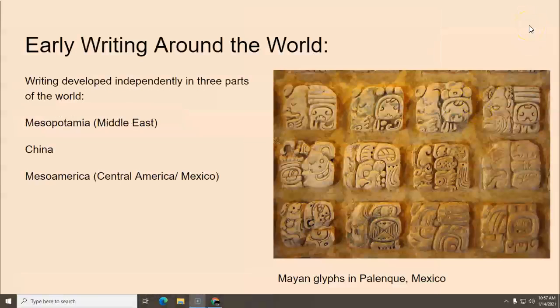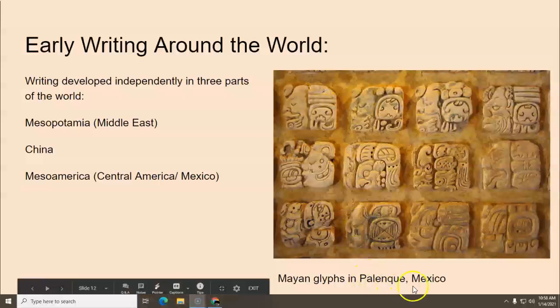So some examples of early writing around the world, because people don't always realize that writing happened everywhere in the world. It wasn't just in Egypt and the Middle East that it was developed. It began independently in three different parts. In Mesopotamia, which is the Middle East, so think Iran, Iraq, Egypt, Saudi Arabia area, all those areas. China, and Mesoamerica, which is Central America and Mexico. These are Mayan glyphs, and I can't say it right, Mexico.